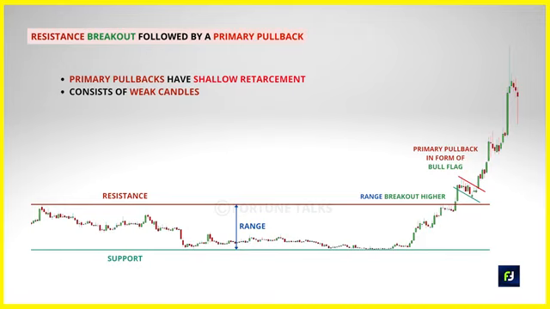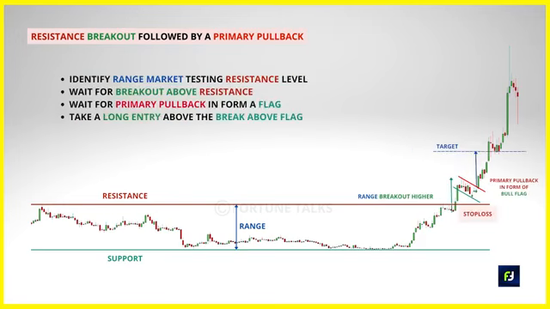So if I were to explain the process in a rather simple fashion, it would go something like this. First of all, you have to identify a range market or a market testing a resistance level for quite a while. Now let the market break out of the resistance level. Now you have to wait for a bull flag pattern to form in the form of a primary pullback. Now once you find such a formation, you can look to take a long entry on the break above the highs.